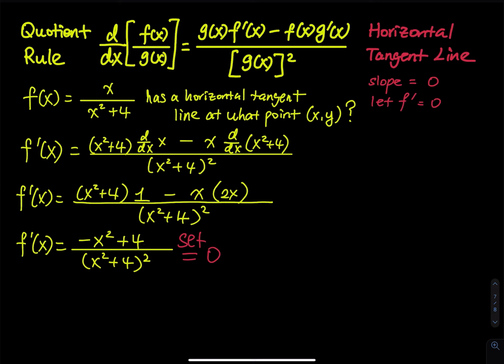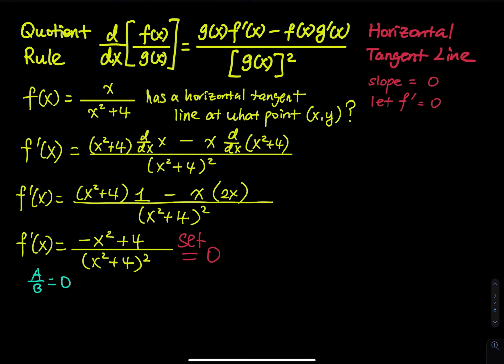Now, how do we solve for x? So we have a numerator divided by denominator equals 0. So think about this. One number divided by another number equals 0. Okay, let's just write this down. So we have a divided by b equals 0.